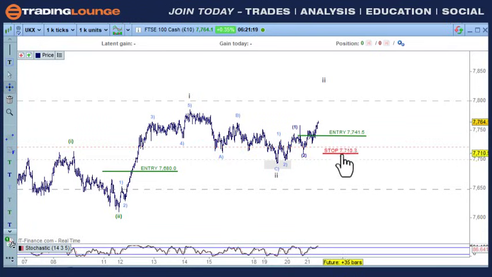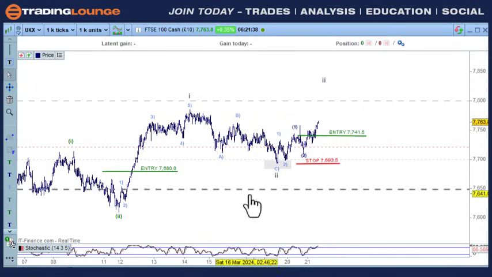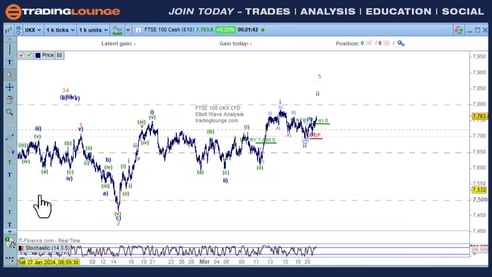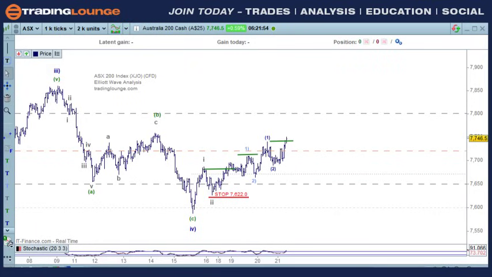No, I don't have support up there yet. I'm just going to leave it here, under these ones here, because that shouldn't be breached at this point. And if it is breached, then obviously something is wrong in the bigger picture somewhere, which wouldn't surprise me either, because apart from my messy labeling here, the whole structure is not the smoothest Elliott Wave pattern that we're working with here. So okay, over to the Aussie market.